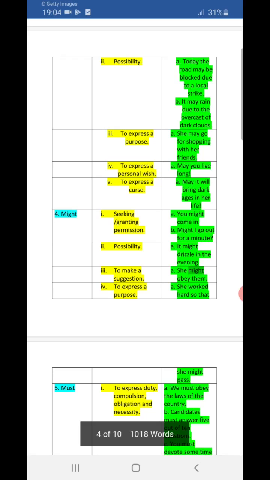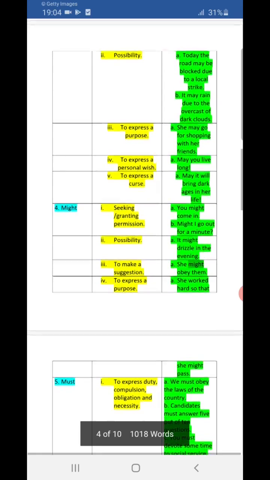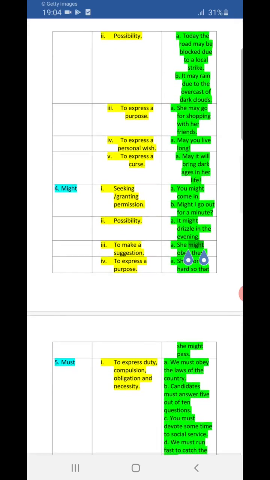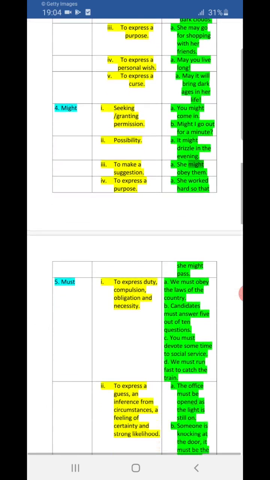Next, number 3, to make a suggestion. She might obey them. So it's a suggestion that is being rendered. Next one, to express a purpose. She worked hard so that she might pass. So it's a purpose that is expressed.